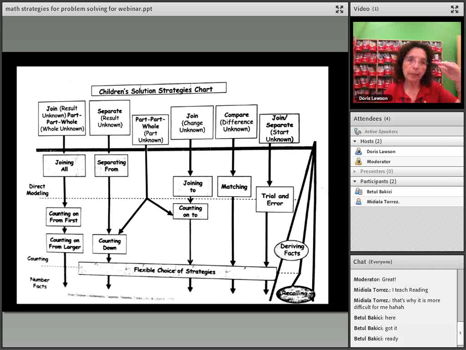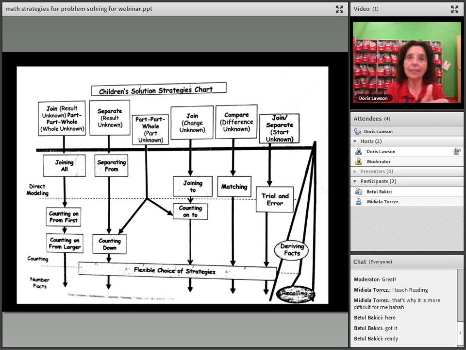So you've got your direct modeling, then they do their counting, and then they use their number facts. If you look on the left-hand side of the chart, that's what's happening. On the right-hand side, you've got the derived facts. Derived facts are those benchmark numbers they're going to use. With multiplication, if they know their 2s, their 5s, their 10s, their 11s, then you've got benchmarks to derive a fact. If they know their 5s, then they can get to the 6 times table, and so forth. Then at the bottom on the right-hand side, after derived facts, it says recalling. That's when they know their facts and they just recall them.